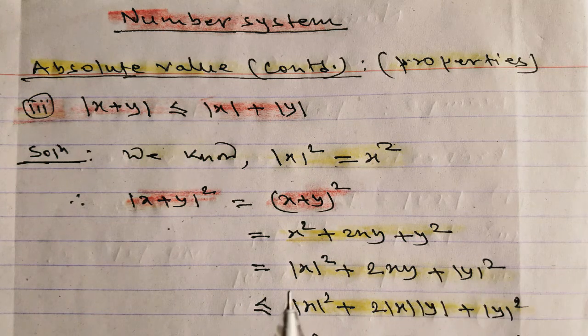Now this we can write less than or equal to modulus of x square plus 2 times modulus of x into modulus of y plus y square, because x is less than or equal to the modulus of the given real number x. x can be either positive or negative, but the modulus of x will always give a positive number. So a positive number is always greater than the negative number. So x we can write equal to modulus of x, or x we can write less than modulus of x. Similarly, y we can write as equal to modulus of y, or y as less than modulus of y.